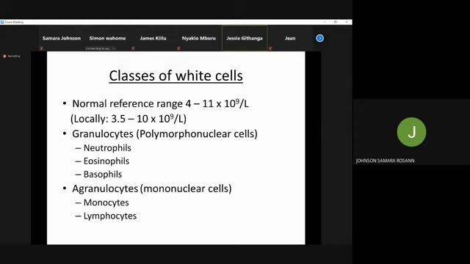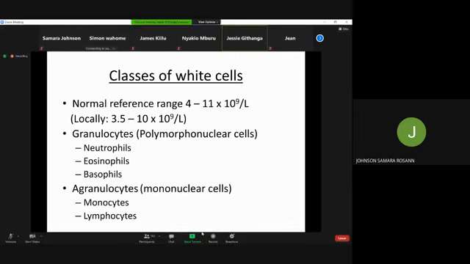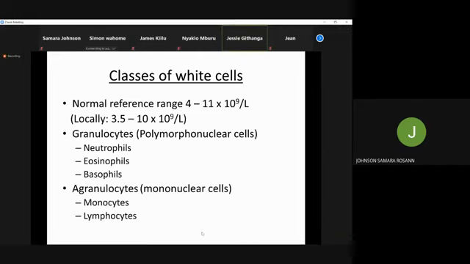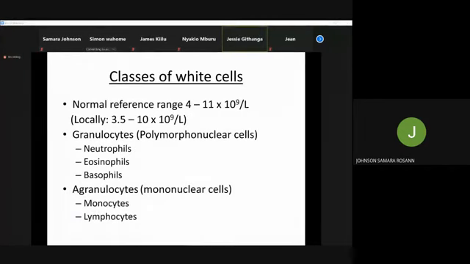The white cells consist of the granulocytes and the mononuclear cells or agranulocytes. Now, the granulocytes, which are also the polymorphonuclear cells, meaning that the nucleus is segmented, consist of the neutrophils, which are the majority that we find, eosinophils, and basophils. So those three groups of white cells. And then we have our mononuclear cells, and these are typically known as agranulocytes. And these are the monocytes.